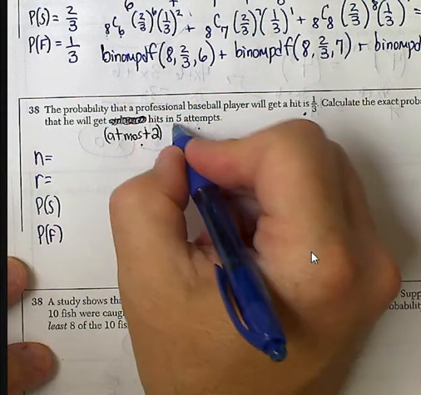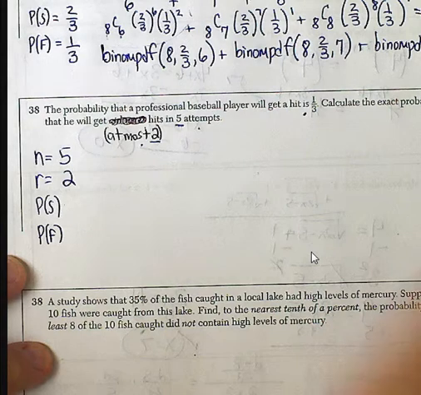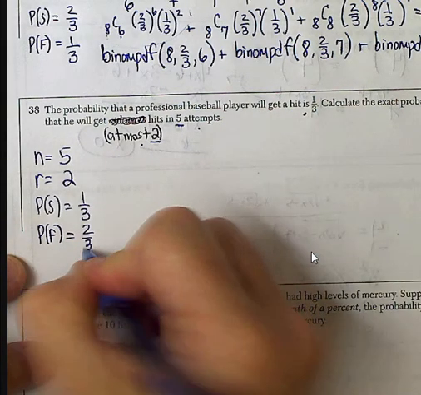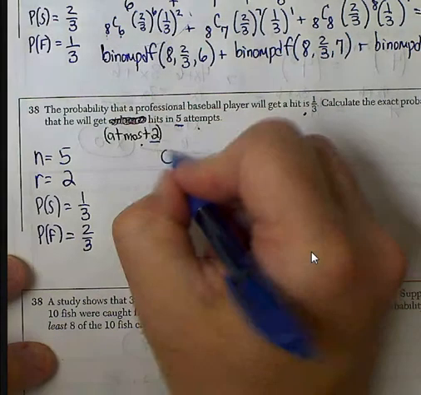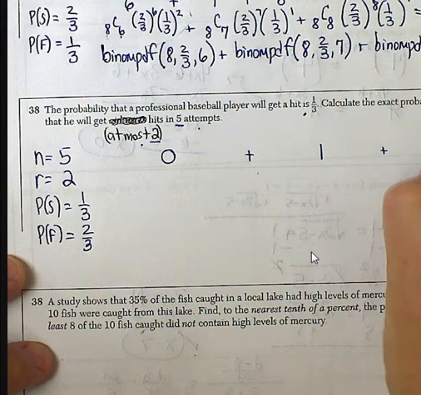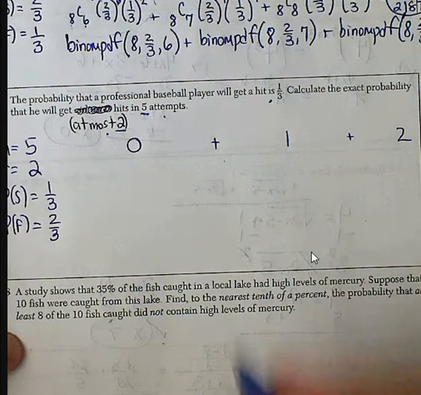N is going to be 5 attempts. R is going to be at most 2. Probability of success is going to be a hit, which is 1/3. Probability of failure is 1 minus that, or 2/3. At most 2. That means we're going to count up from 0, and we're going to go to 2. So those are the 3 things that will satisfy this.